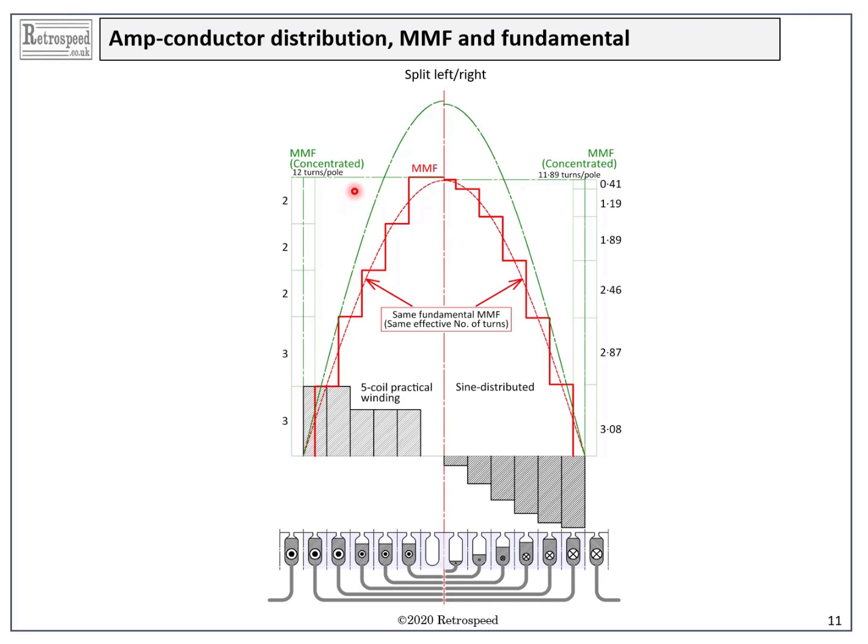Finally, we have the green sine waves representing the fundamental MMF that we would get if all the conductors were concentrated or bunched into a single full pitch coil. That, of course, is not possible in this case because we have a tooth in the way on either side. But nevertheless, this is the reference or benchmark on which the winding factor is calculated.